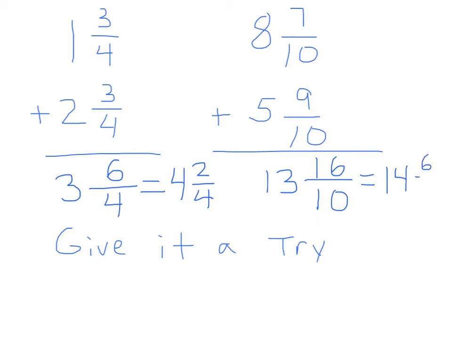when I do that. I keep my denominator, which is 10, so it's 14 and 6/10. And again, I can reduce that to get 2/5, but I will accept 14 and 6/10. So great for giving it a try.